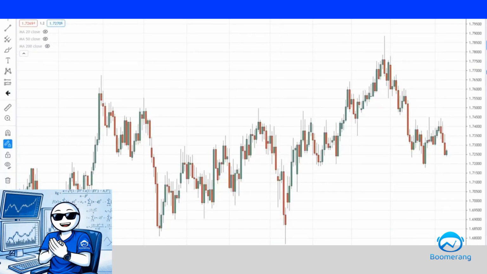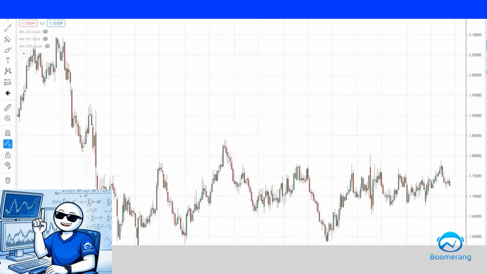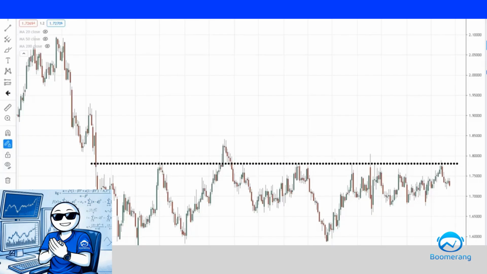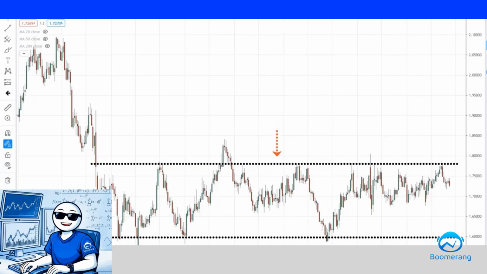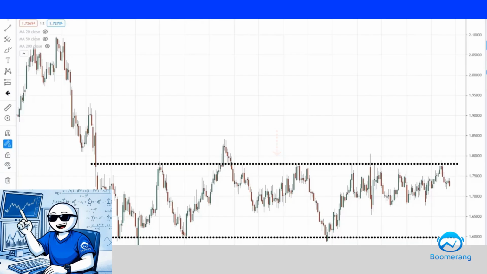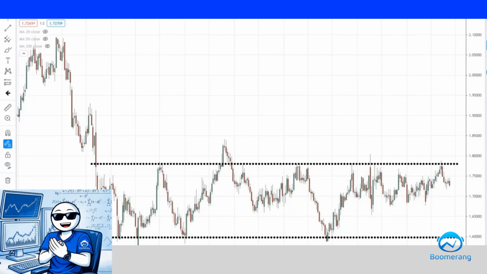Next one, pound against Canadian. If you look at this one again, what is this market structure? Well, you can see that this one is a little bit different from the earlier ones. This market seems to be contained between these highs and these lows. We'll talk more about these exact highs and lows, what the terminology is, and how you can use them in your trading later on. But for now, just pay attention that this market is kind of contained in a box, stuck between the highs and the lows. And this is what we call a range market.